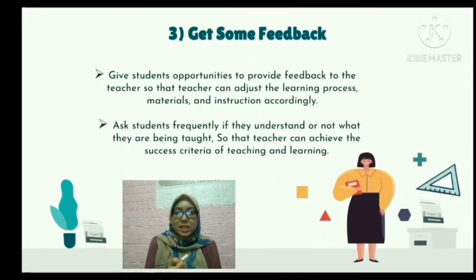Last but not least, get some feedback. Let students provide feedback to the teacher so that she can adjust the learning process, material, and instruction accordingly. Ask students frequently if they understand what they are being taught, so that teacher can achieve the success criteria of the teaching and the learning.